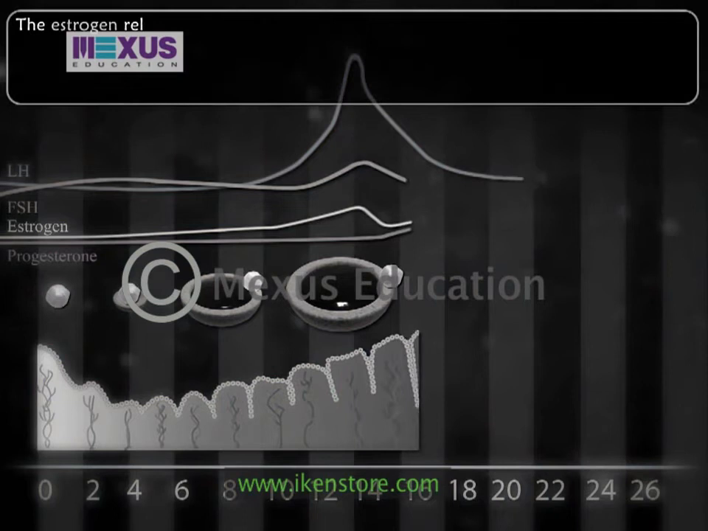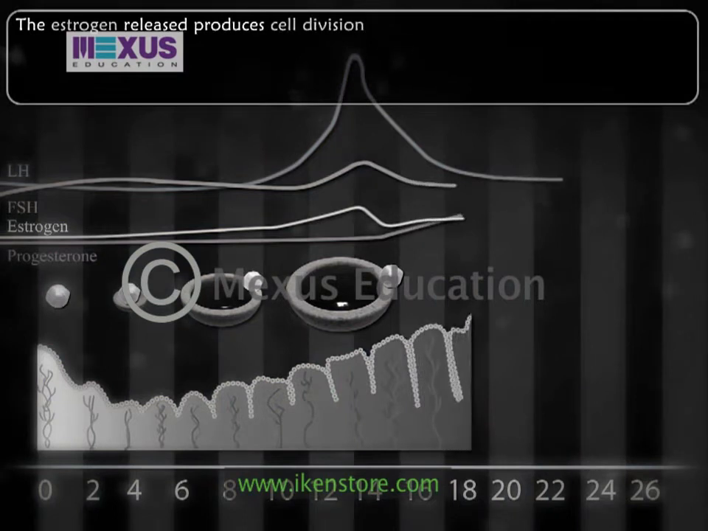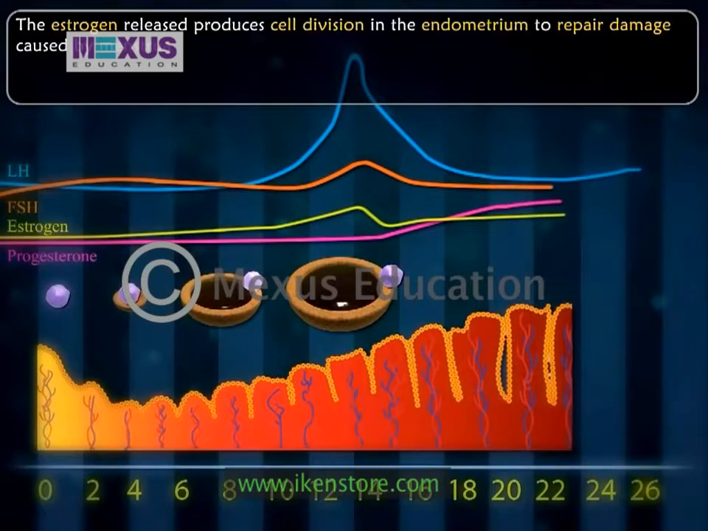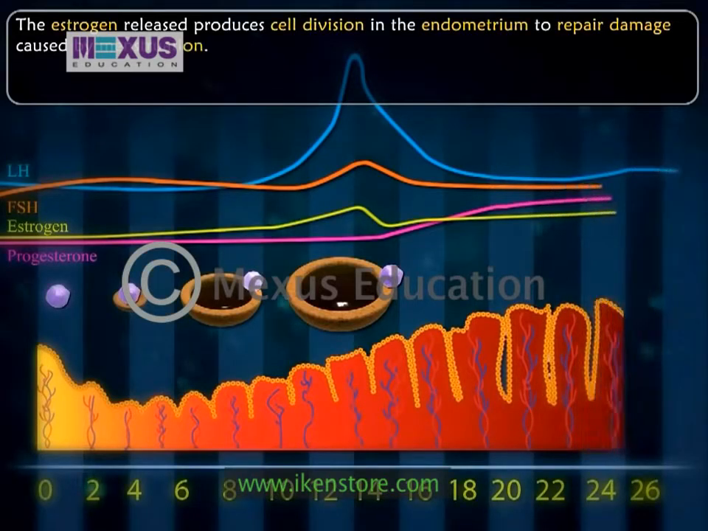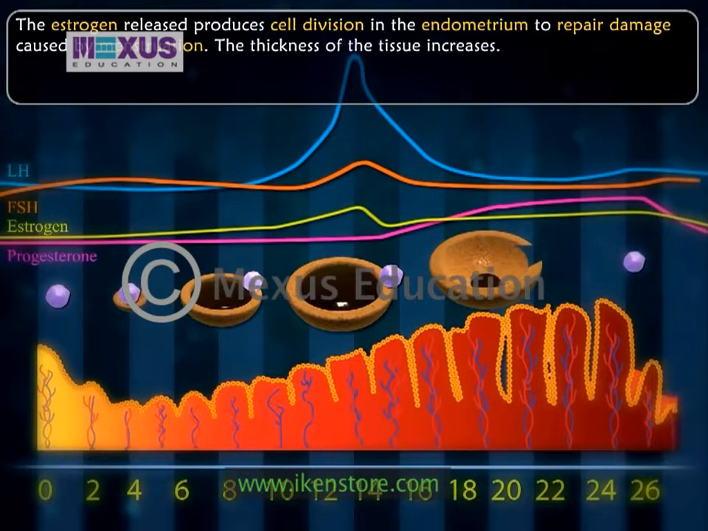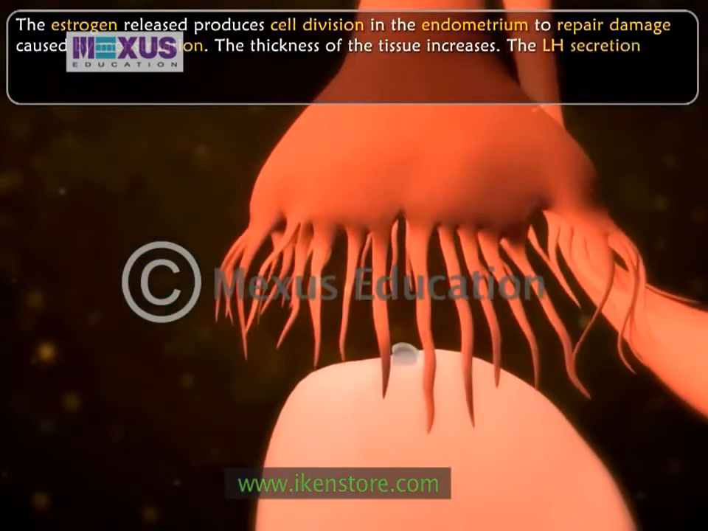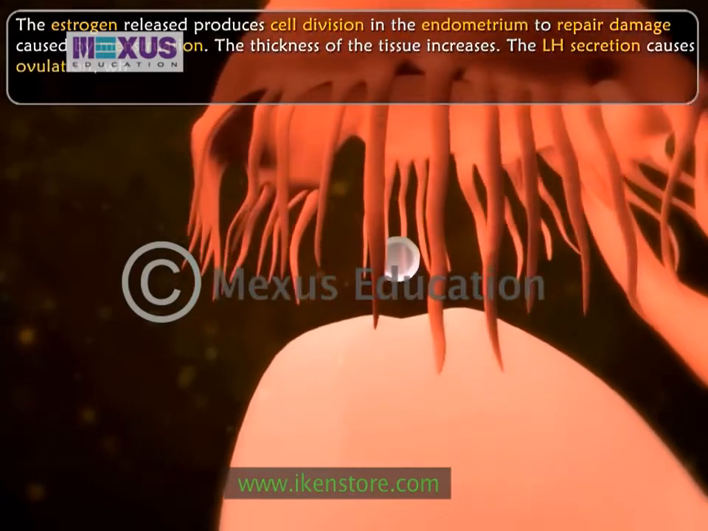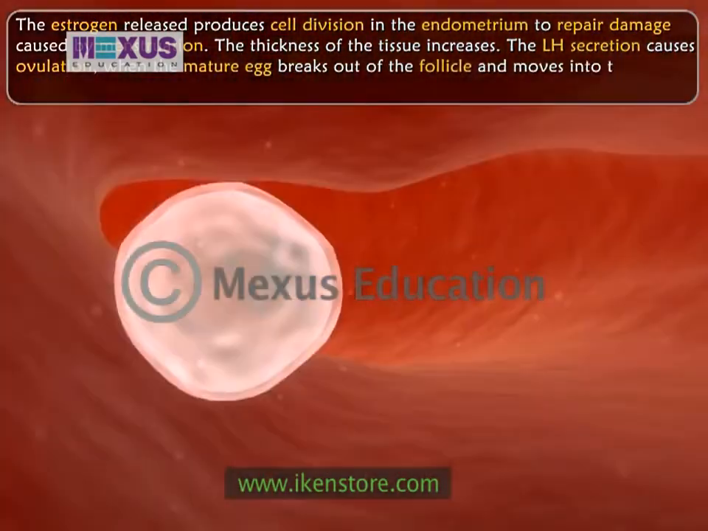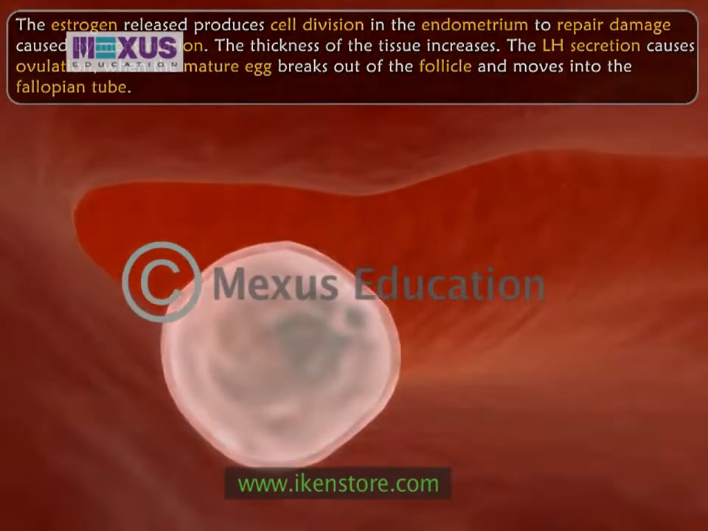The estrogen released produces cell division in the endometrium to repair damage caused by menstruation. The thickness of the tissue increases. The LH secretion causes ovulation when the mature egg breaks out of the follicle and moves into the fallopian tube.